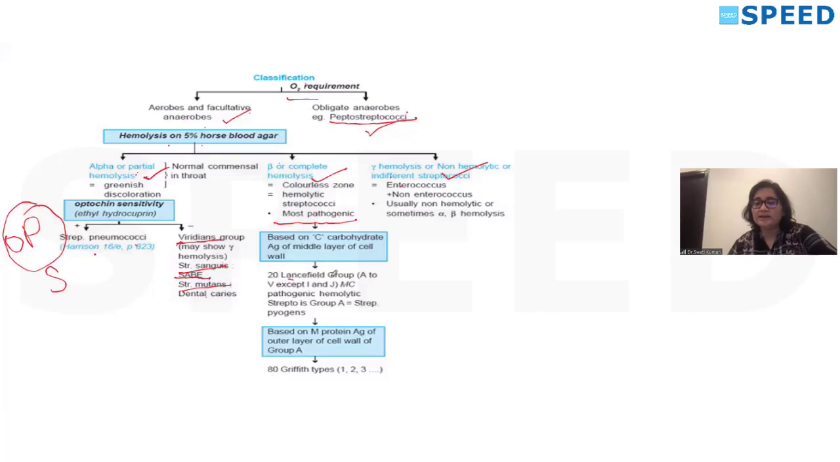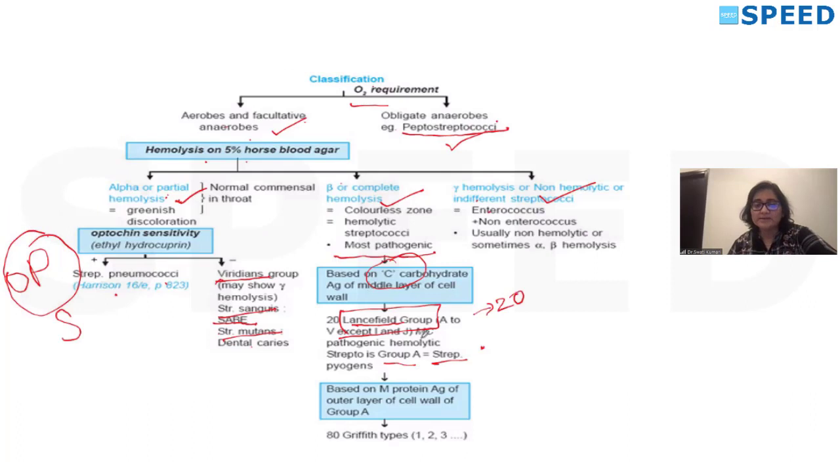We have one classification which is called Lancefield classification, okay, on the basis of the C carbohydrate present on the cell wall of the bacteria. So Lancefield classification gives 20 types, A to V except I and J. Among that, group A is Streptococcus pyogenes, which causes pharyngitis, rheumatic fever, glomerulonephritis.